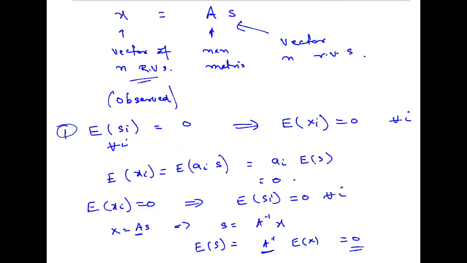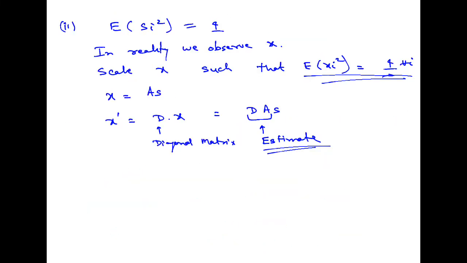Now the question is, in scaling of X, ensuring that E of Si square is 1? No. Scaling of X means E of Xi square equals 1, Xi square, not Si square. We assume that E of Si square is 1, but we also make sure that E of Xi square is 1. This is just convenience.